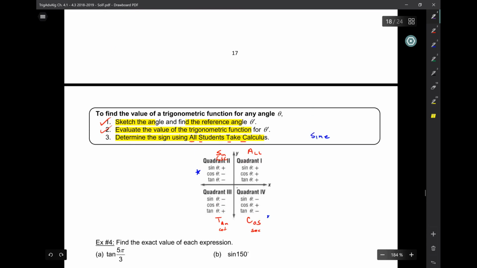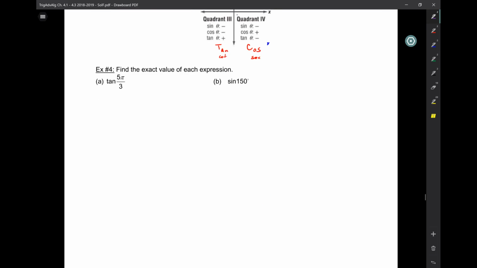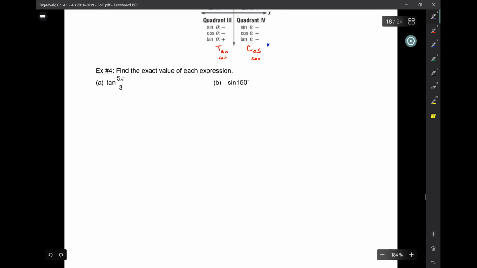Tangent of 5 pi over 3. We're going to go with number 1 first. Sketch the angle and find the reference angle. All right, so 5 pi over 3 is 1 and 2/3 pi. So I draw 1, and how much? Okay, so 1 pi. And how much is 2/3? Am I going to go in quadrant 3 or 4? 4. 2/3 is more than half. All right, so here.